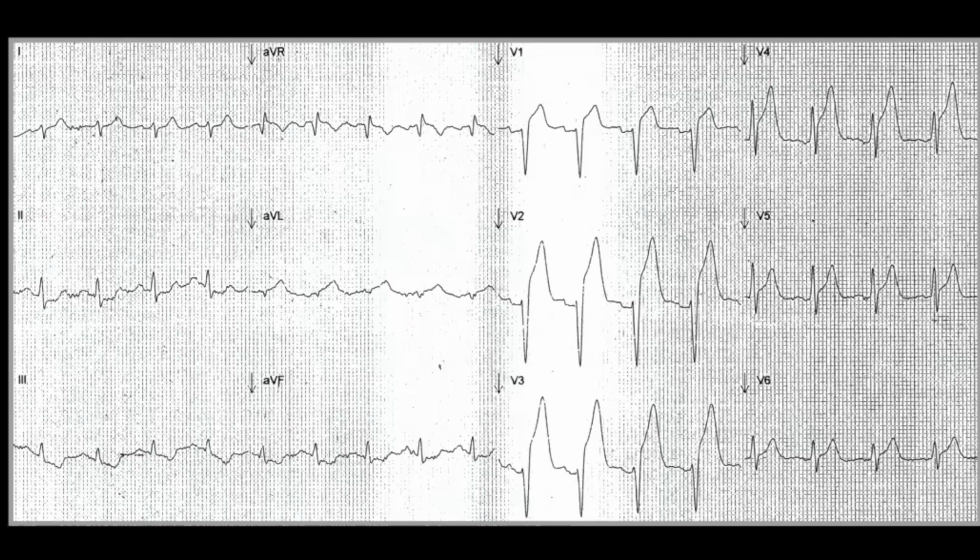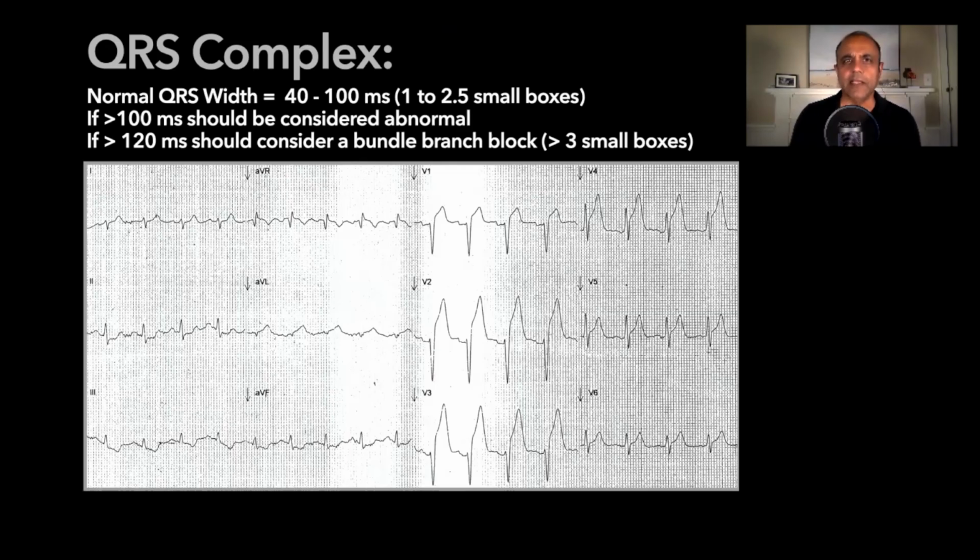Here's the 12-lead ECG. Now, to get the most out of this case, go ahead and put this video on pause right now and see if you can interpret this ECG. One of the keys in interpreting this ECG is to really understand the QRS complex. The normal QRS complex ranges somewhere between 40 to 100 milliseconds, about 1 box to 2.5 small boxes. Anything more than 100 milliseconds is not quite normal, and anything more than 120 milliseconds should be considered a bundle branch block, right?